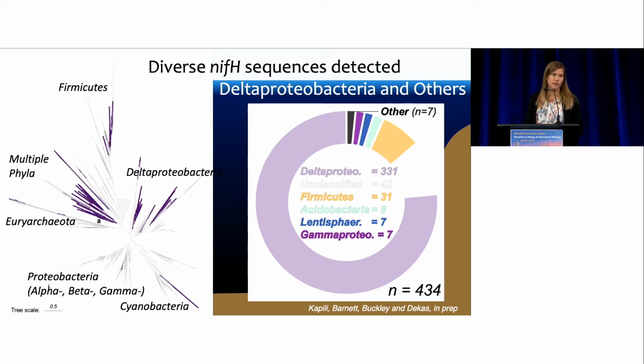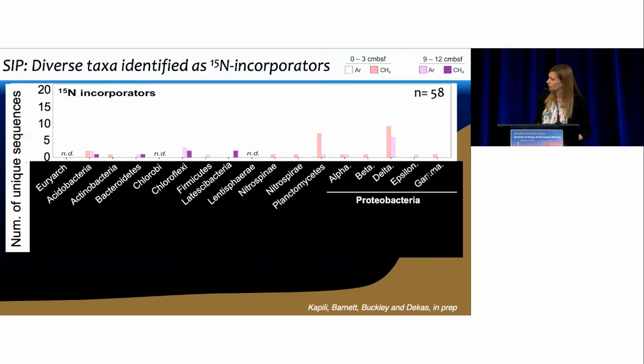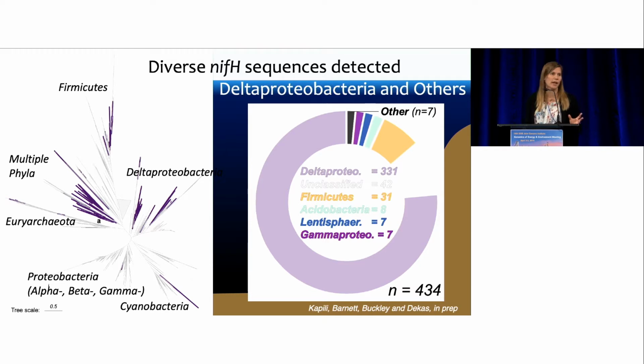So first, looking at the NifH sequences, this is a tree showing with the purple branches where our NifH sequences fell, given the entire database, and you can see they're extremely well distributed. We detected 434 unique ASVs total in only these two different samples. And you can also see that most of them are clustering or identifying with delta proteobacterial NifH sequences. But we do have a greater diversity in addition to that, including the firmicutes, the acidobacteria, and a few other groups.